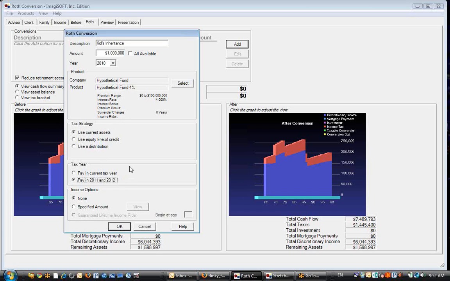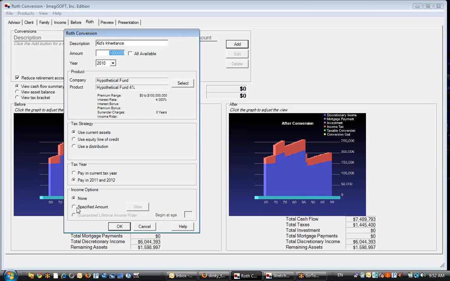The tax year. If you pay in 2010, everybody's talking about, if you look at all the articles, they say, hey, it's got this wonderful provision that allows you to pay the taxes in 2011 and 2012. So what's going to happen if we select this? Half of this money, $500,000, is going to be declared in the tax year 2011 and $500,000 in the tax year 2012.